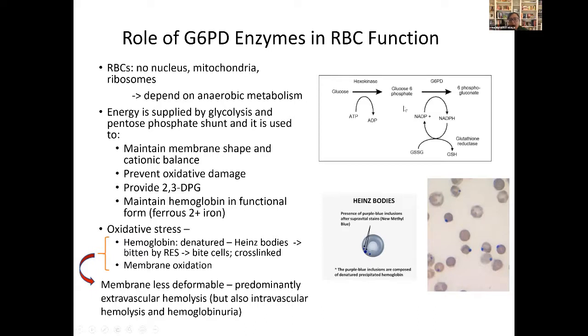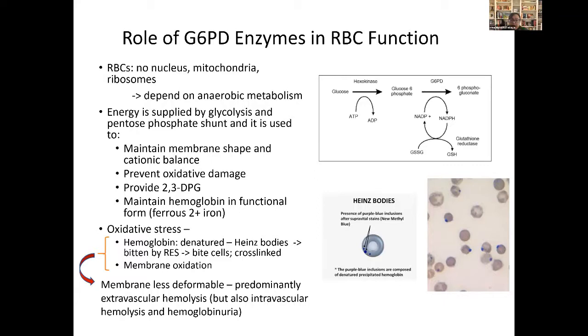So all the energy that the red cell can generate really comes from anaerobic metabolism, utilizing the pentose phosphate shunt, and the key enzyme here is G6PD, which basically regenerates your NADPH, which regenerates your glutathione. And this energy is used to maintain the membrane shape, to maintain the cationic balance, to prevent oxidative damage, to provide the 2,3-DPG, and to maintain hemoglobin in its functional form.